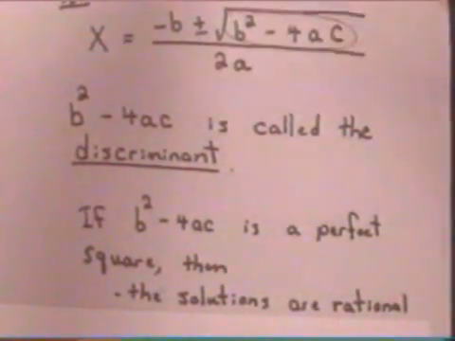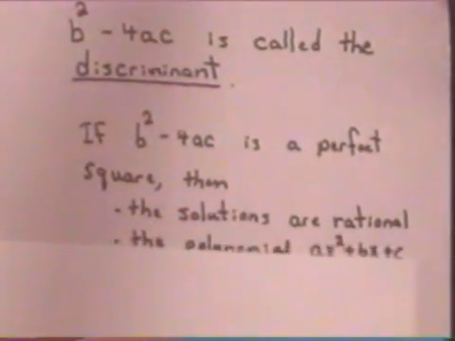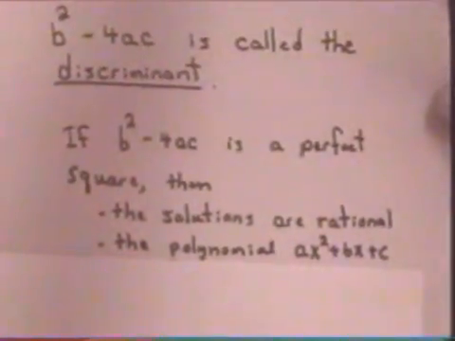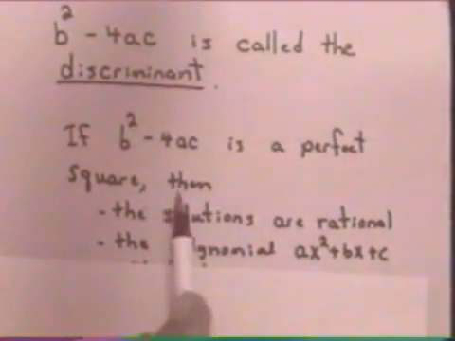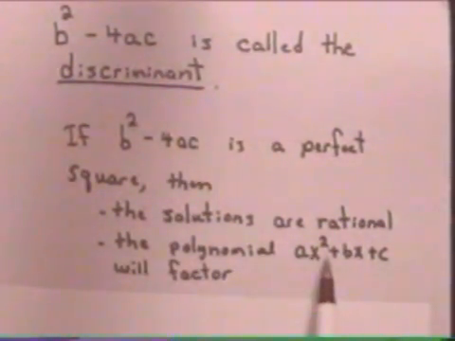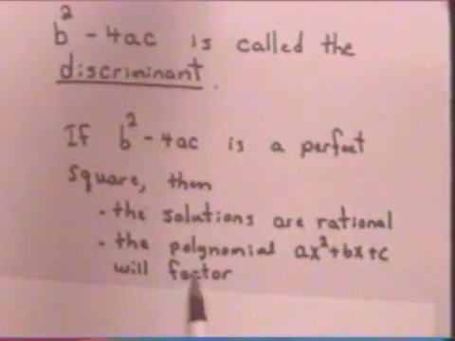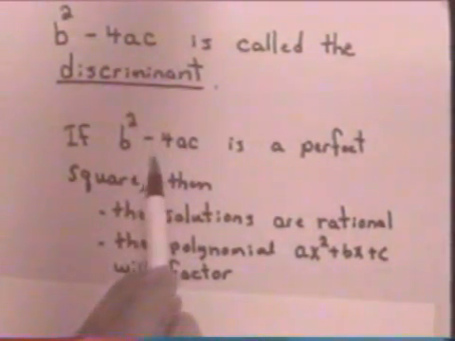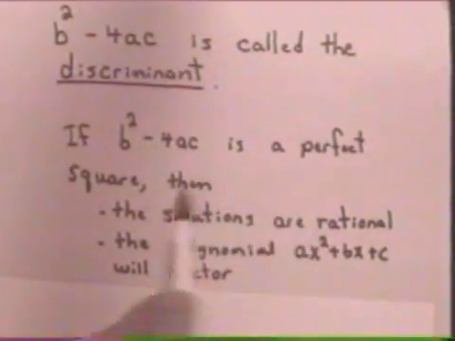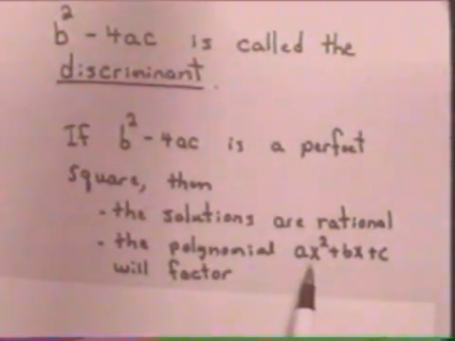Now that's important in another way. If I have rational solutions, that means I could have gotten them by factoring. So if the discriminant is a perfect square, then the polynomial ax squared plus bx plus c will factor. That's probably the most helpful thing I'm telling you, because remember how hard it was to determine whether a given polynomial would factor? Now that we have the discriminant, all we need to do is evaluate the discriminant, and if it is a perfect square, then the polynomial ax squared plus bx plus c will factor.